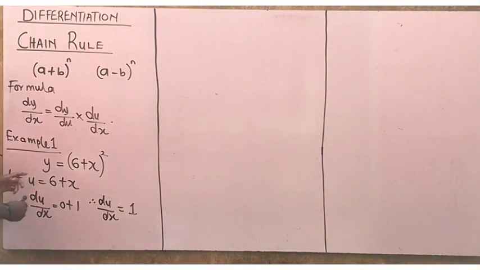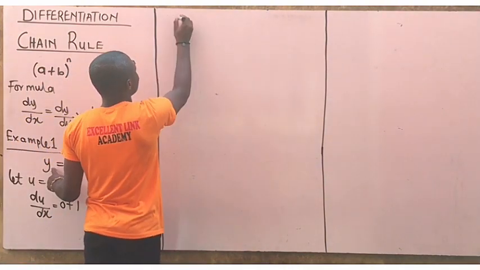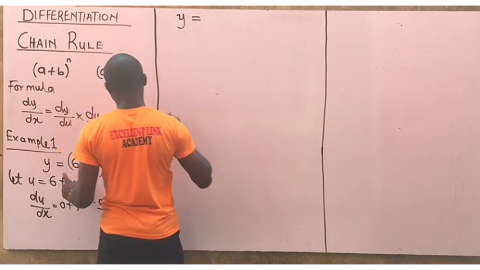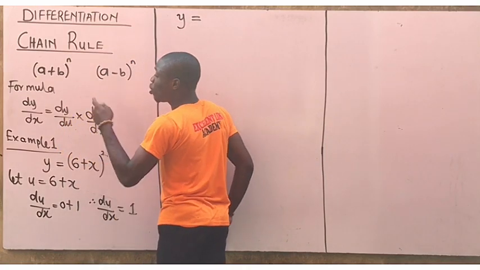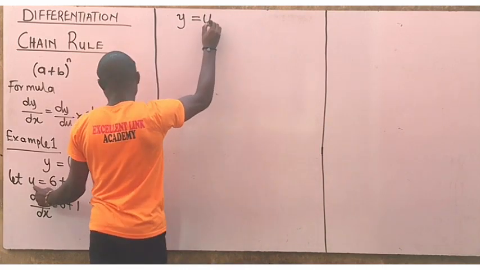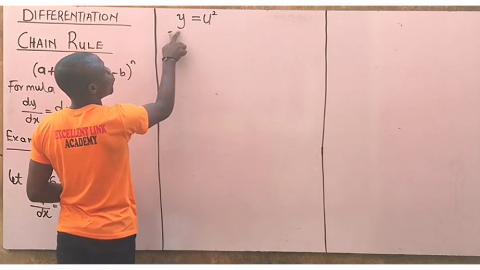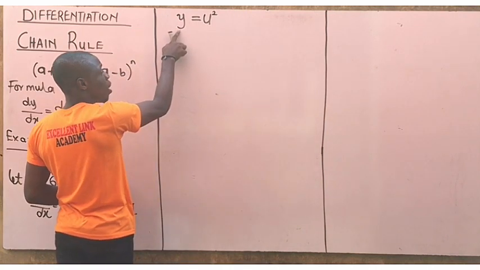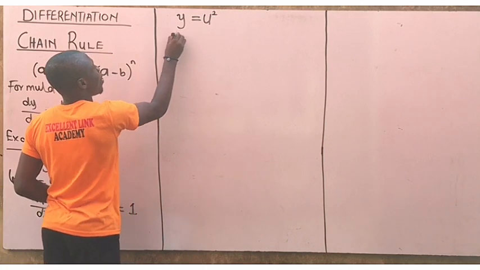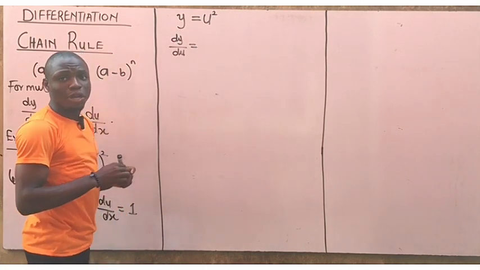Now pick out the question. We said y is equal to (6 plus x) all to power 2. We just said 6 plus x should be u, so I'll put u here, all to power 2. If I differentiate y with respect to u, I'll have dy over du equal to, I apply the general method concept here.